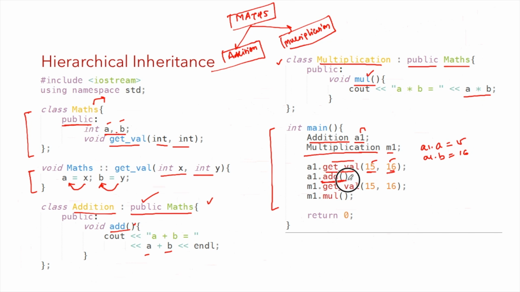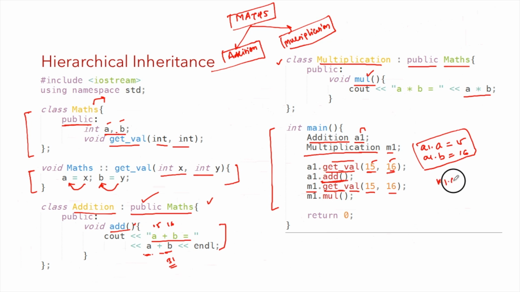Once this add function is called, it is just going to execute these particular lines, and it is going to print a plus b is equal to the addition of a and b. So a and b are 15 and 16, so we are going to get a plus b equal to 31. And then on the next line we have m1.get_val, again passing 15 and 16 as values to it. So again this particular function will be called, and values of a and b will be updated with 15 and 16. But now notice that earlier we have called a1.a and a1.b.